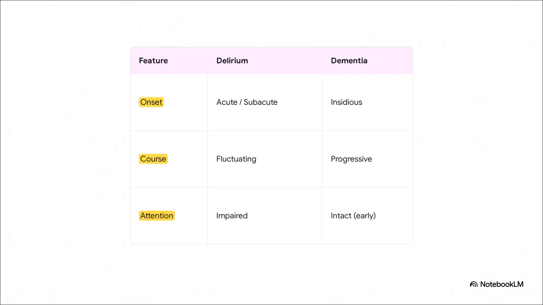Look, delirium hits fast, it's acute. Its course is all over the place, up and down. And the classic feature, it messes with attention. Dementia, on the other hand, is insidious. It kind of creeps in slowly, progresses steadily, and attention is often totally fine in the early stages. Getting this distinction right is just fundamental.